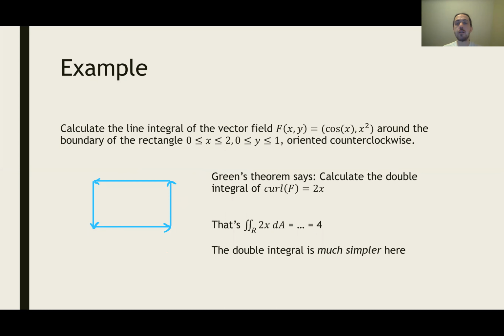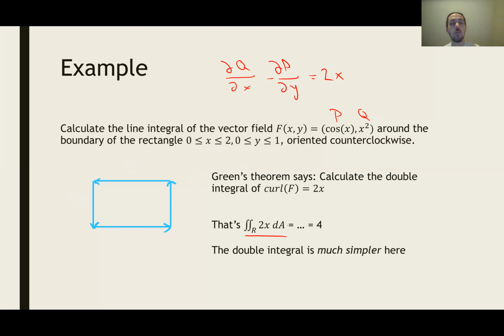So if we instead use Green's theorem, this says that we should instead calculate the double integral of the curl of this vector field. So if this vector field here has P equal to cos x and Q equal to x², ∂Q/∂x minus ∂P/∂y is what we integrate in Green's theorem. The derivative of P with respect to y is equal to 0, and the derivative of Q with respect to x is 2x.